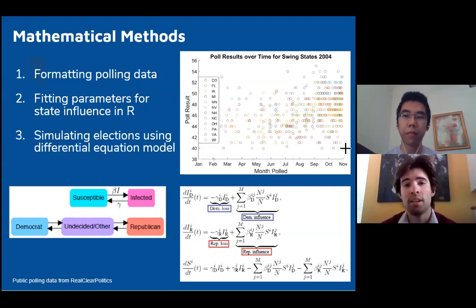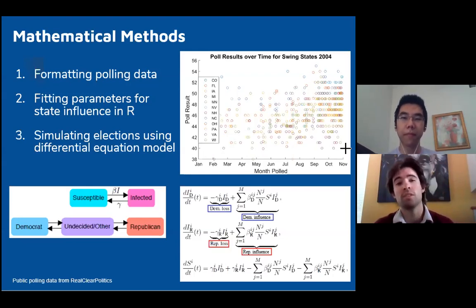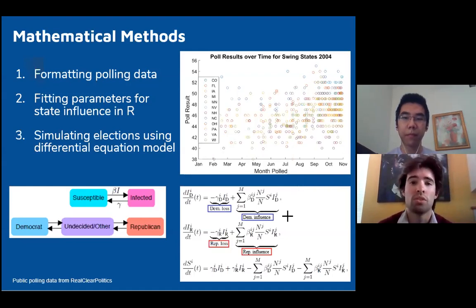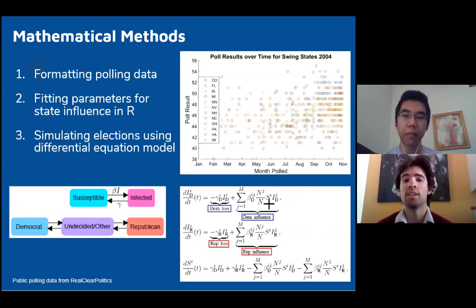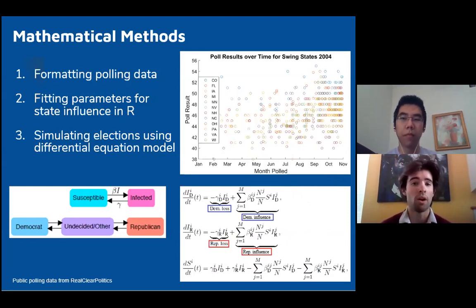And then the next step is, once we've formatted that data, to adjust our model for each election. We do this by fitting parameters, and you can see that we have the equations in the bottom right, which is what we use to forecast the election. That second step is adjusting the parameters in there to reflect the influence between different states in our model. And then the final step is using our model that we've adjusted for the election to actually forecast the election.